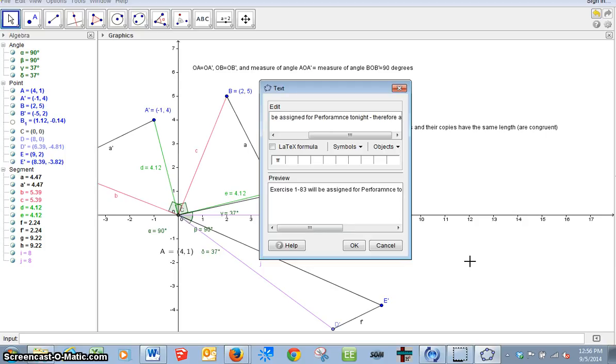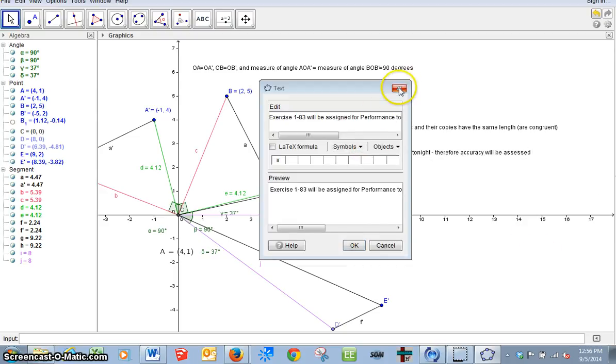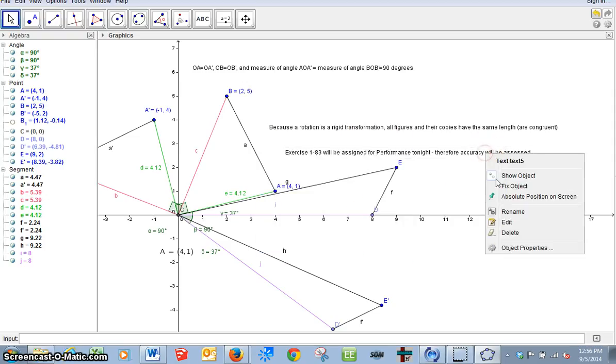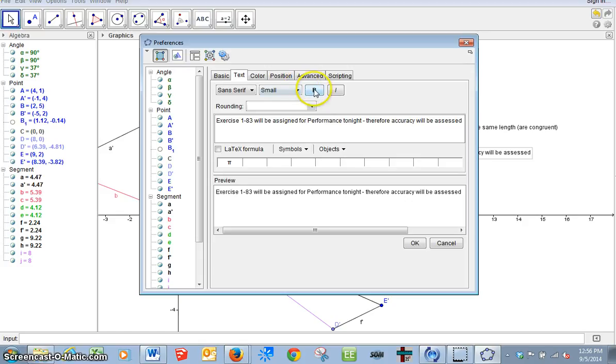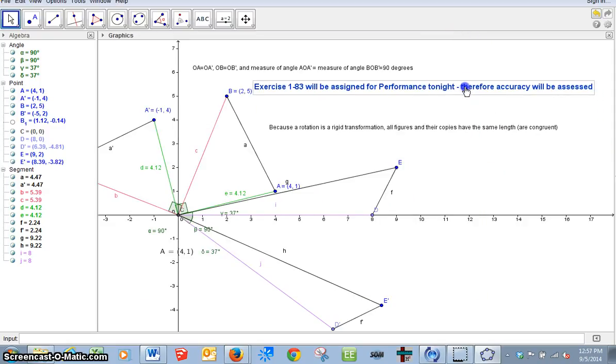Therefore, accuracy will be assessed. And maybe we should make that stand out a little bit. Doesn't look like I can. Why not? Properties. Let's make it bold. Let's make it bigger. And let's make it colorful. Exercise 1-83 will be assessed for performance.